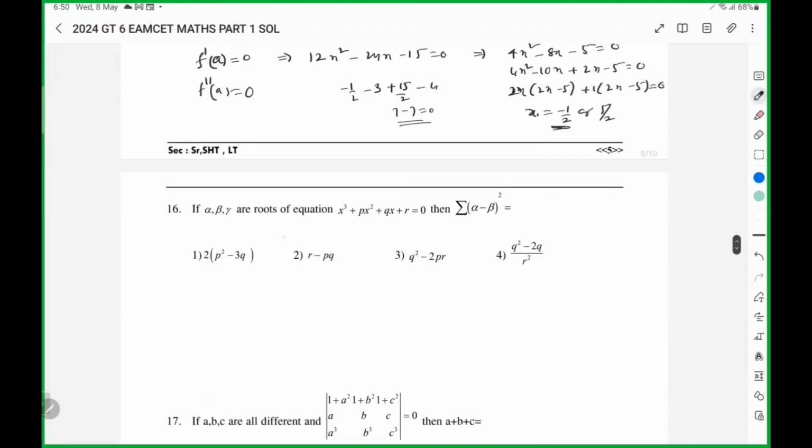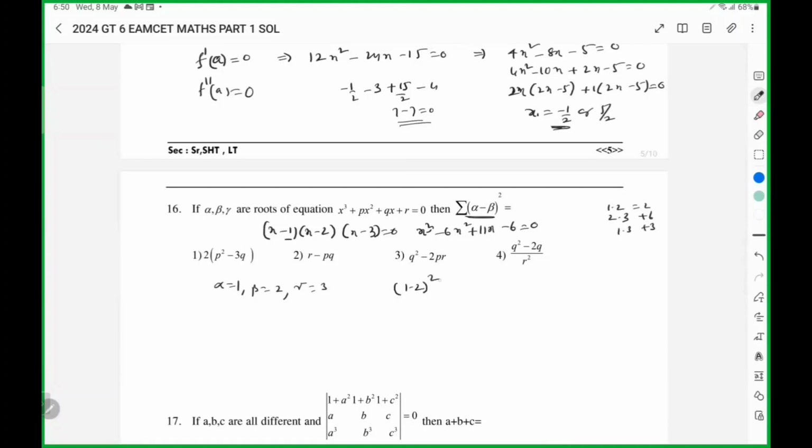This kind of problem, what I suggest is take some standard equation, x cube minus 6x square plus 1 into 2, 2 into 3 plus 1 into 3, so 11x minus 6 is 0. Then roots are alpha 1, beta 2, gamma 3. Sigma alpha minus beta whole square means 2 minus 3 whole square, 1 minus 3 whole square, 1 plus 1 plus 4, 6.